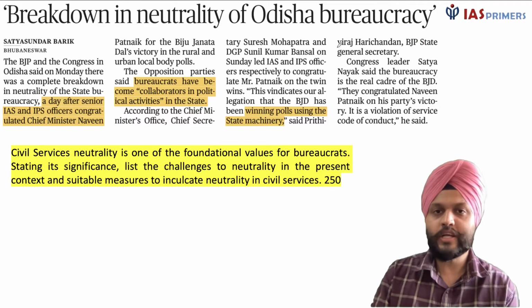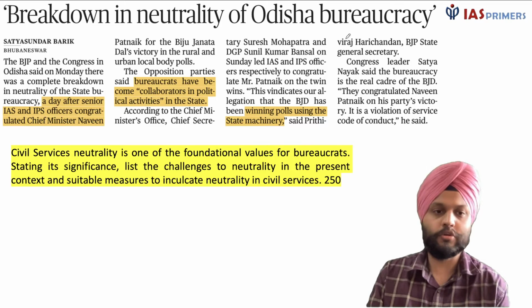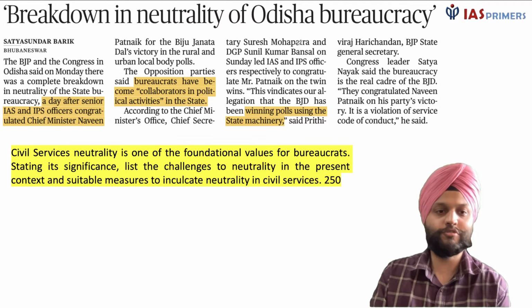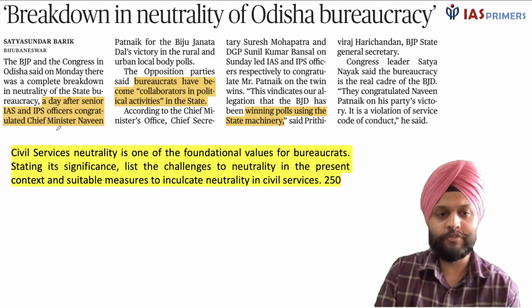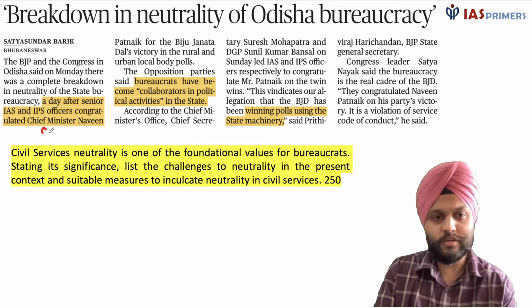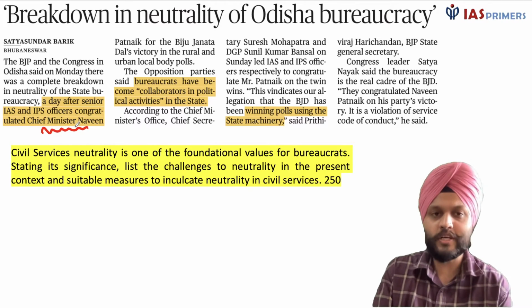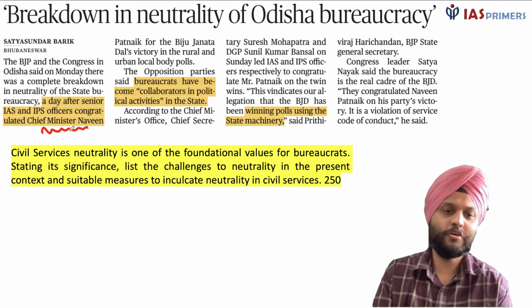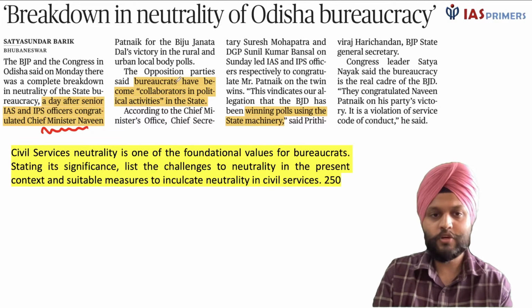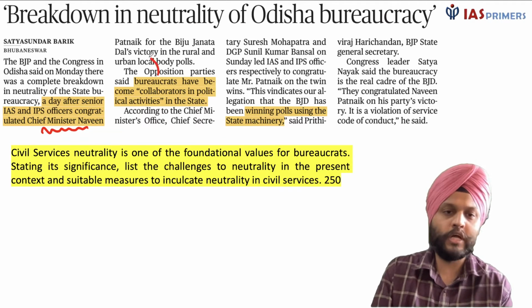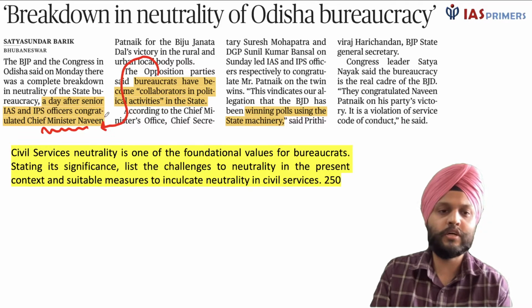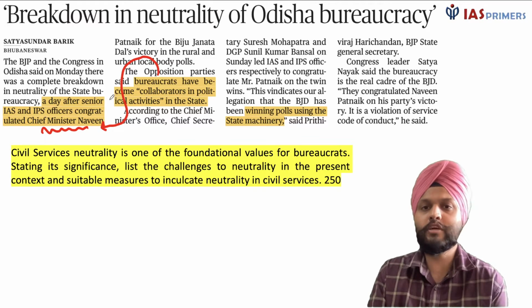Breakdown in neutrality of Odisha bureaucracy. So let's do this first of all. This is with reference to the Biju Janata Dal party in the state of Odisha. They won local elections. So the senior bureaucrats, everyone congratulated the chief minister that their party has done very, very well.